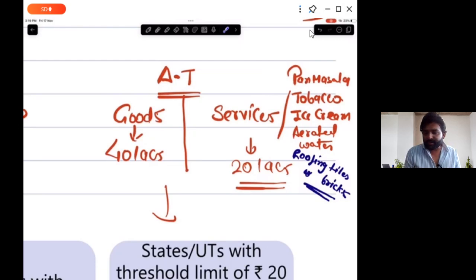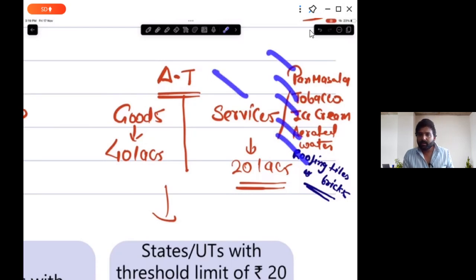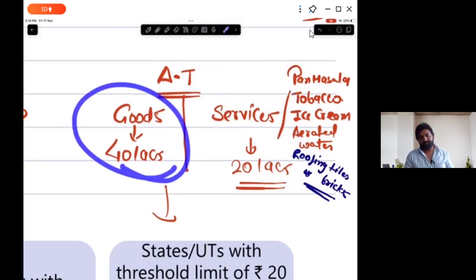So just keep those states aside: MMNT and U stamp. For all the other states and union territories, you have 2 different limits. There is a normal limit of 20 lakh for all services and these goods, and the limit is 40 lakh for all the other goods.